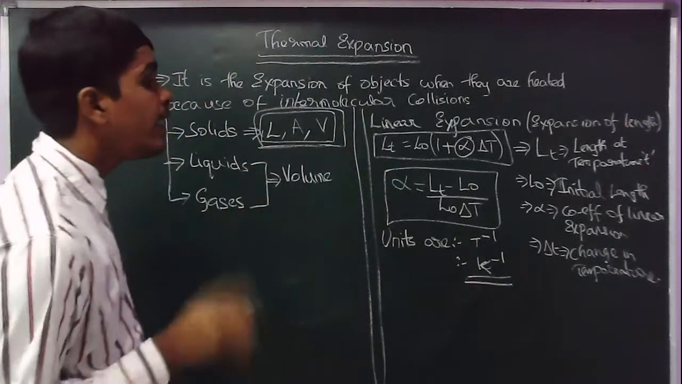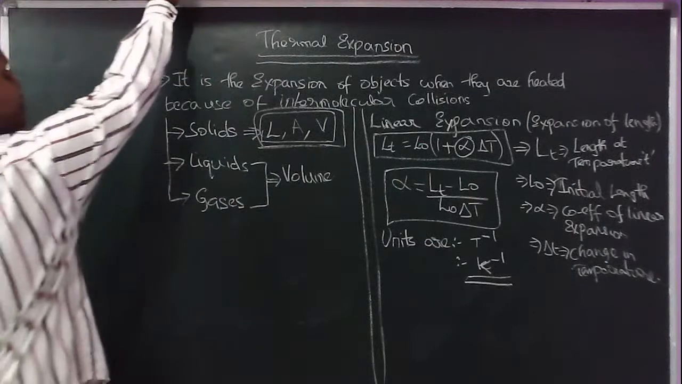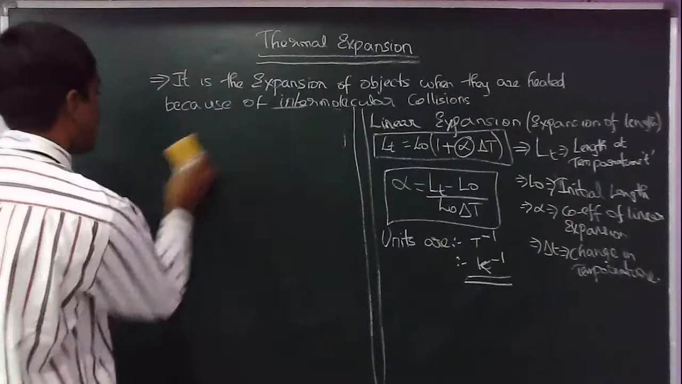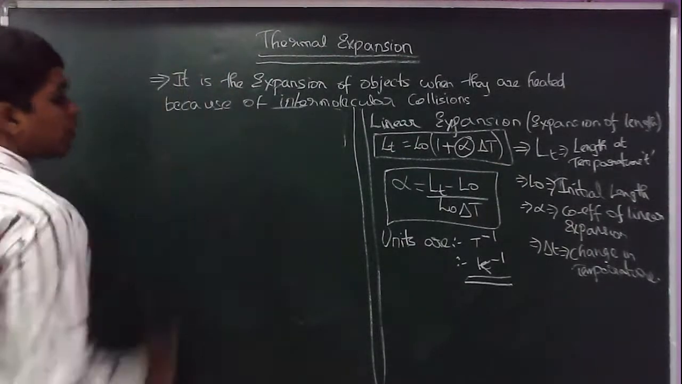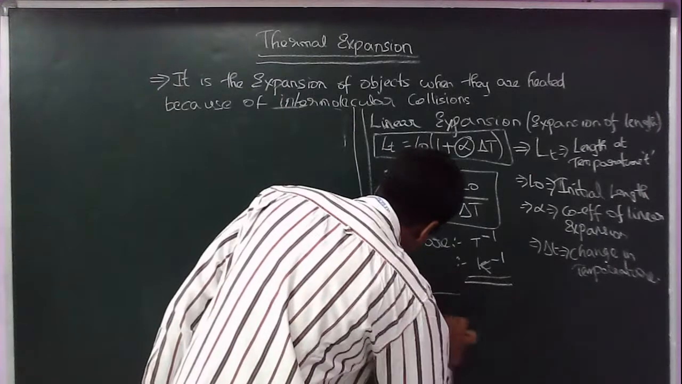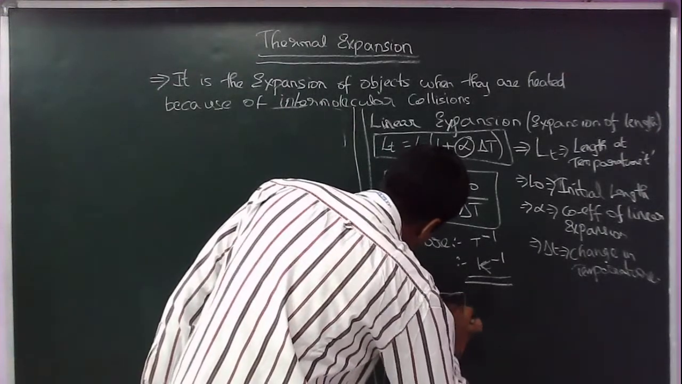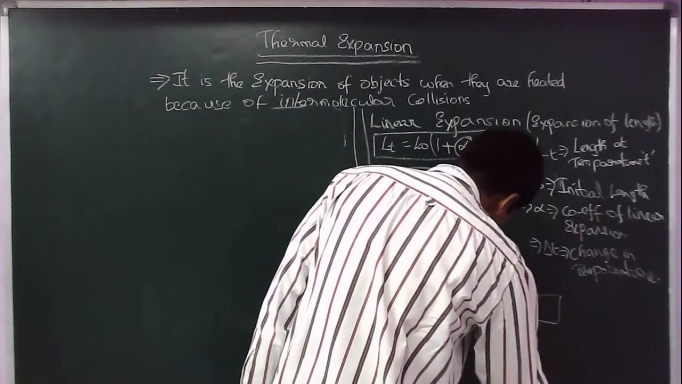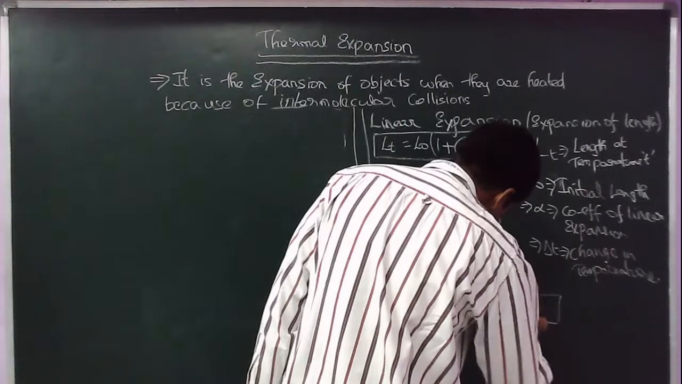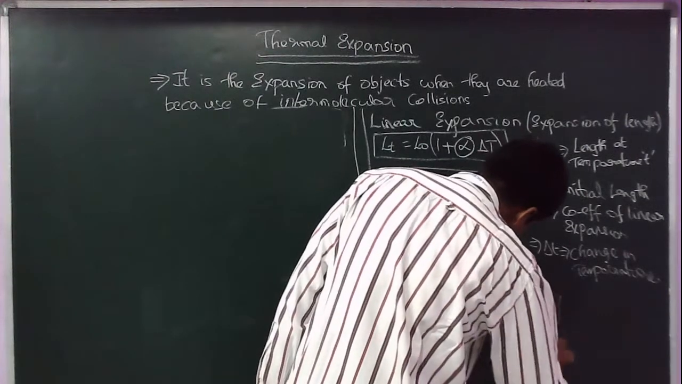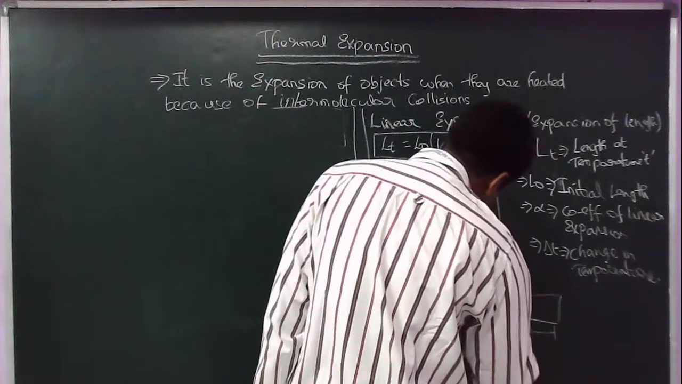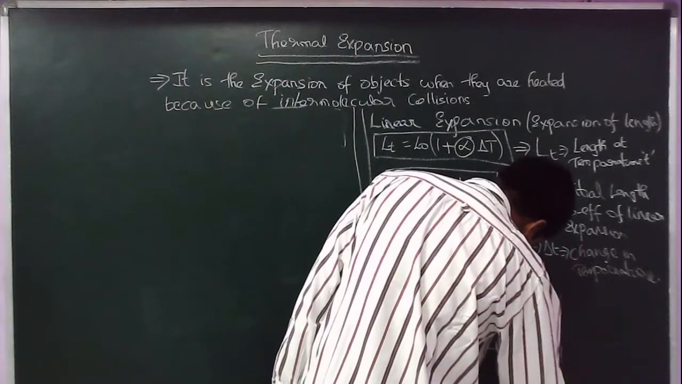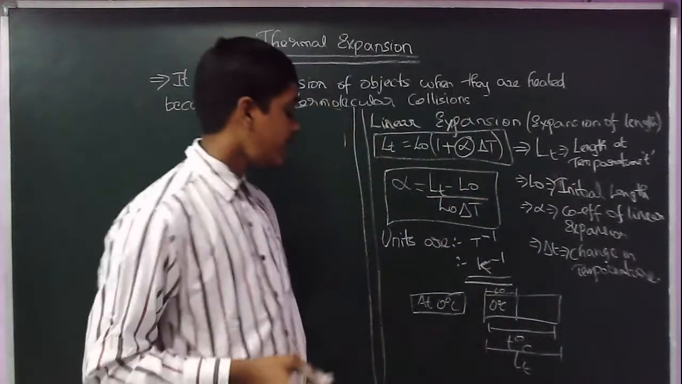Let's discuss the areal expansion. Areal expansion is also the same, but this is area. I forgot to draw the diagram. This is at 0 degrees, suppose. Now it is at 30 degrees Celsius. So this is L naught and it is LT. So this is the increase.